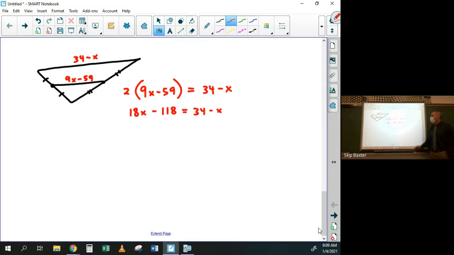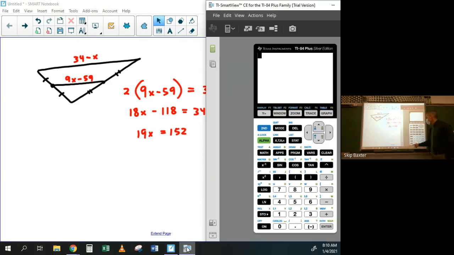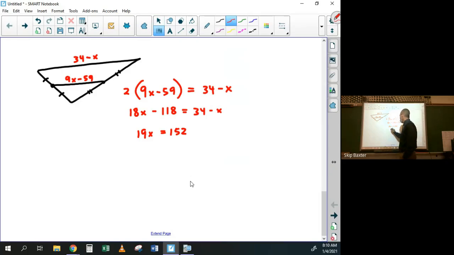So then get all the x's on one side. This would be 19x. And add 118 to both sides. It would be 152. And then divide by 19. So 152 divided by 19 is 8. So x equals 8. So the algebra was slightly more involved, but it's not that much worse, right?